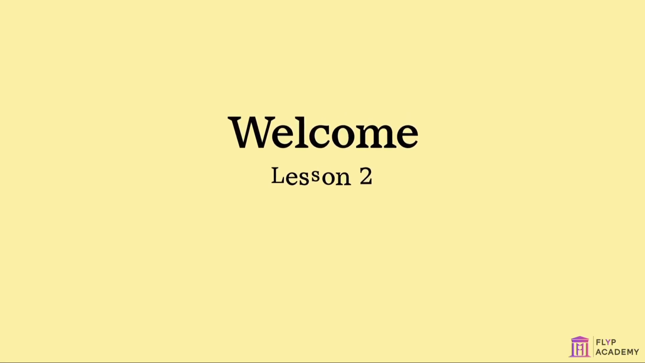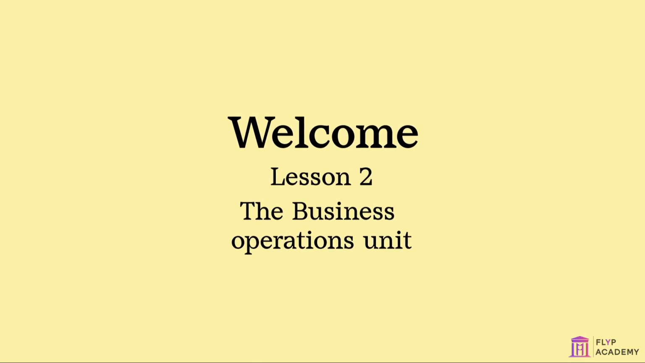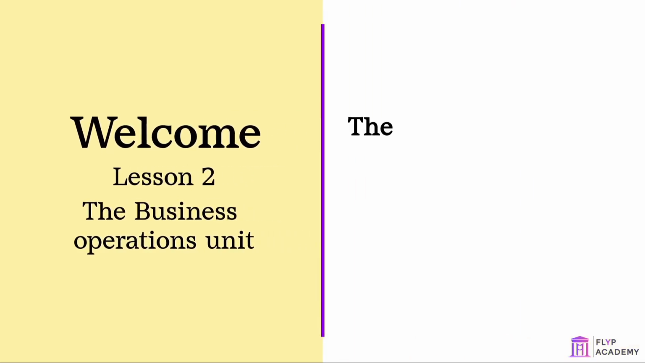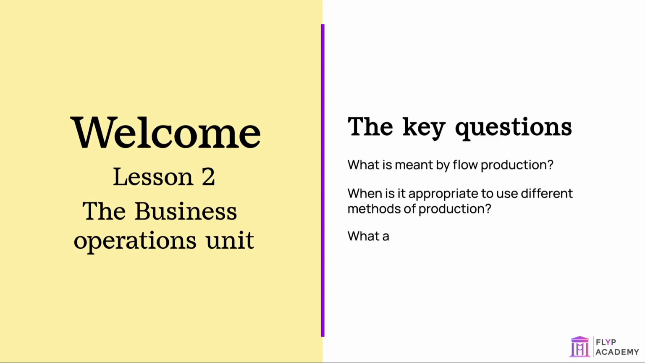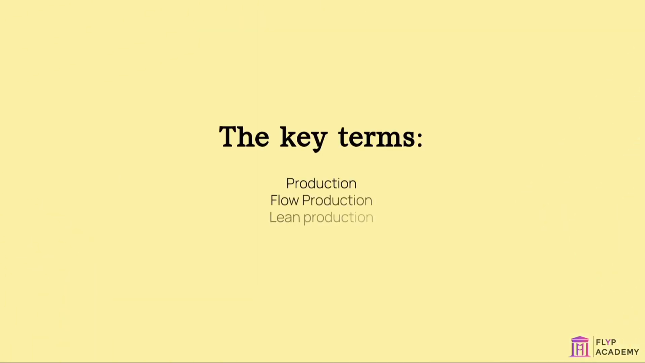Welcome to Lesson 2 of the Business Operations Unit. In this unit, the key questions are: what is meant by flow production? When is it appropriate to use different methods of production? What are the pros and cons of flow production? These are the key terms. Read through them carefully. Production, flow production, lean production.